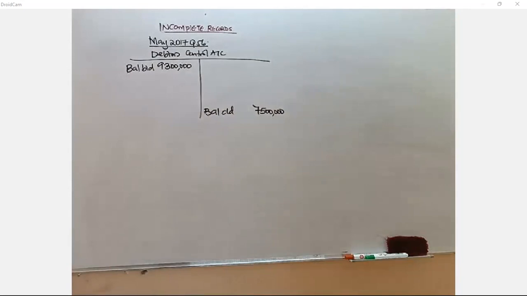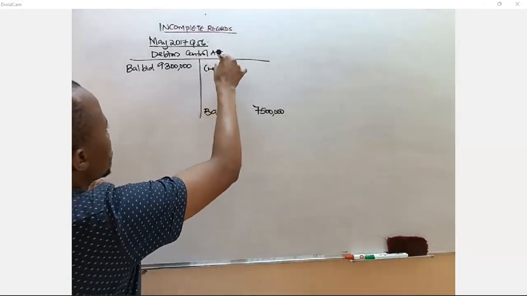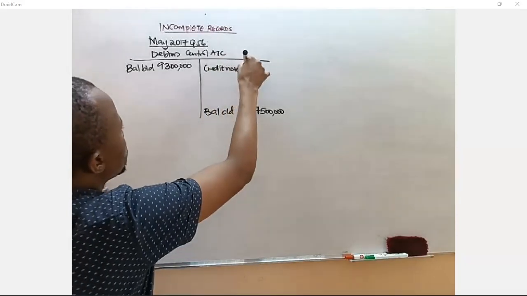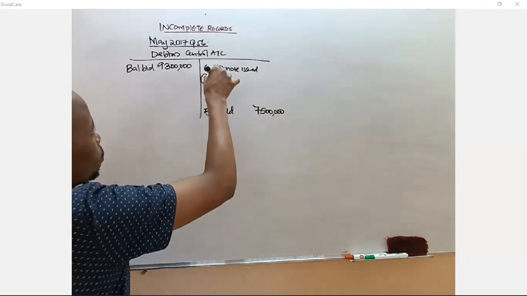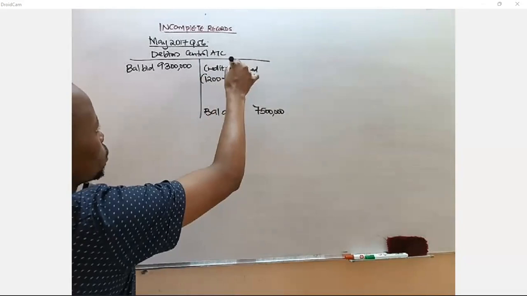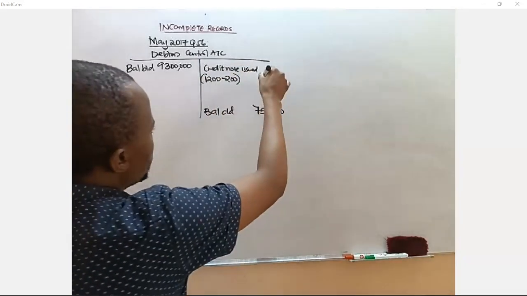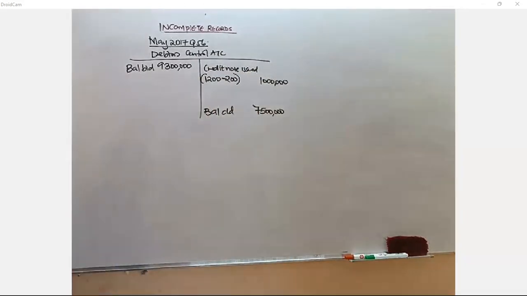The firm was able to issue credit notes amounting to 1.2 million, which was erroneously posted at 200,000 to the relevant ledgers. And in this case, when you are looking at the credit note issued, it is going to be affecting our account. So how much was the credit note issued? Previously it was 1.2 million, but they erroneously posted 200. So how much was not posted? You just put the difference here, which is 1 million, which was not posted.